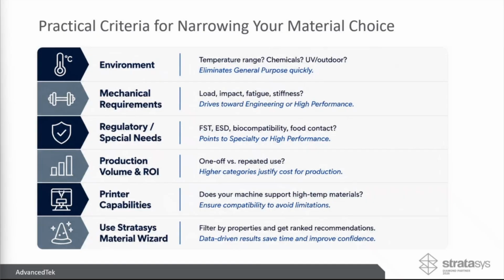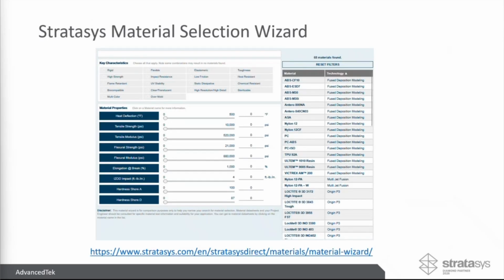And an excellent thing that I found online is the Stratasys Material Wizard. You can filter by the properties and get ranked recommendations if you're looking for a specific heat deflection temp or elongation. On this next slide is an example of what that looks like, with the web address below. You can move the toggle to the right or to the left to meet the specs that you're looking for, and on the right-hand side of the screen, it'll weed out what materials are left.